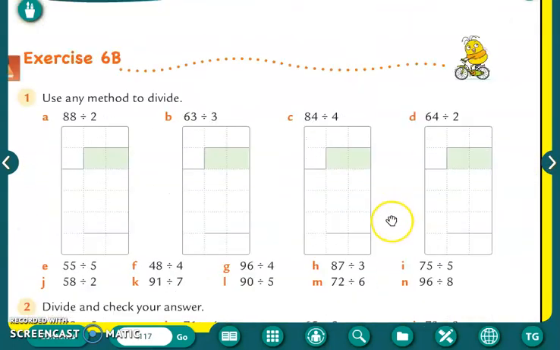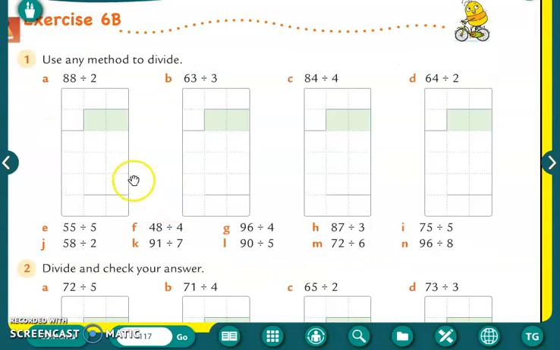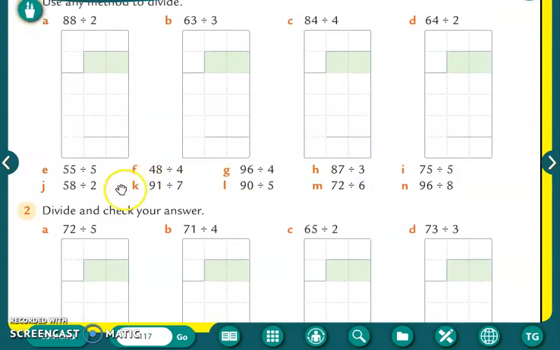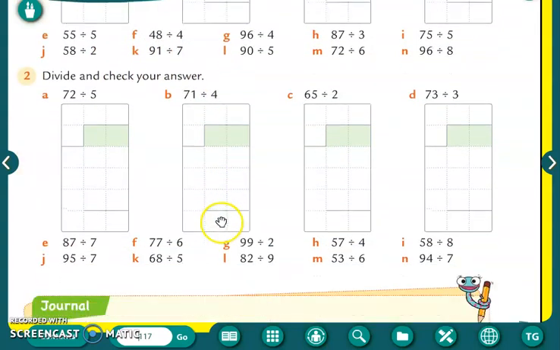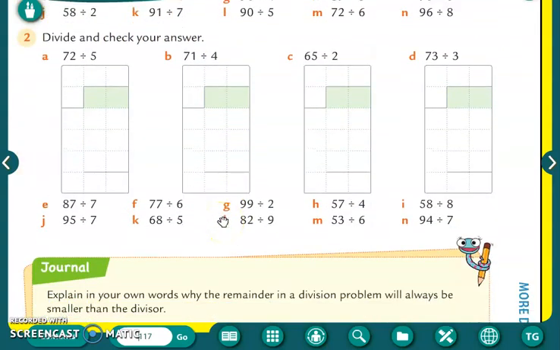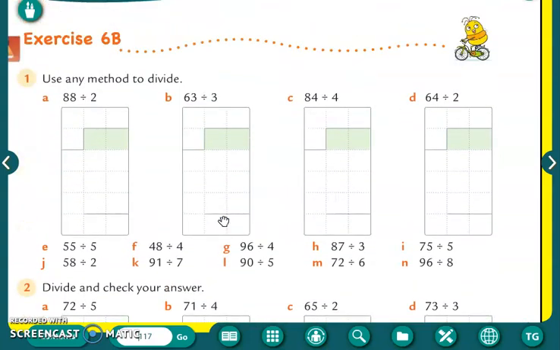Now here an exercise is given, use any method to divide. यहाँ पर आप कोई भी मेथड यूज करके ये एक्सरसाइज कर सकते हैं, ये डिवीजन कर सकते हैं। तो आपको जो भी मेथड सूट होता है, आपको जो भी मेथड समझ में आता है, वो मेथड से आप ये डिवीजन कर सकते हैं। Here these 4 sums A, B, C, D you have to do in the textbook only, but the rest of the sums you have to do in the notebook. So this exercise also you have to do in your notebook, that is your homework for today.